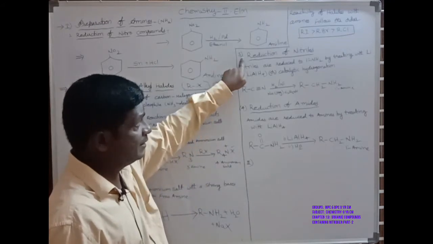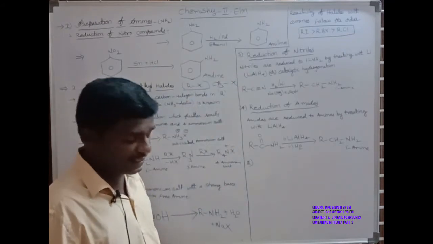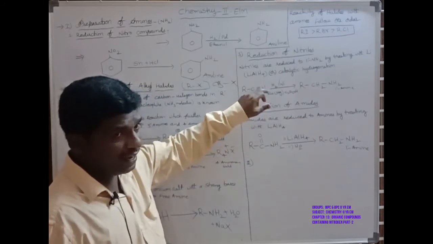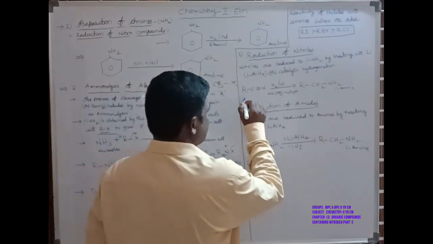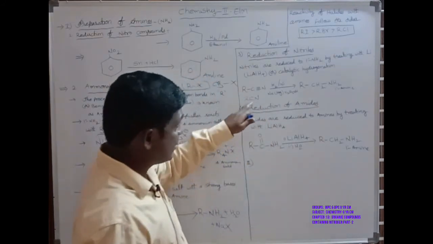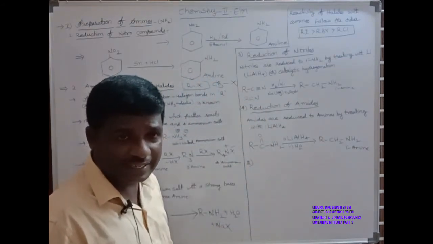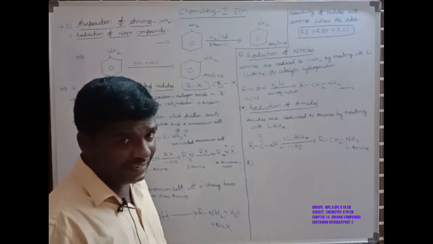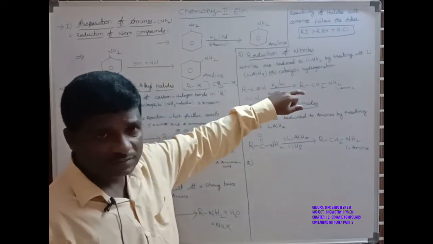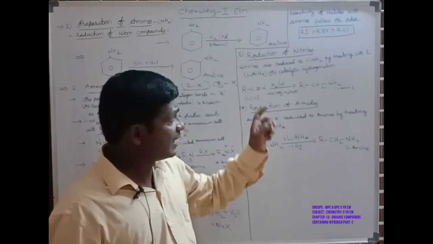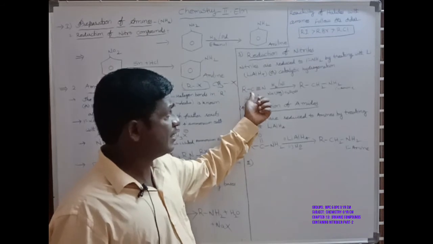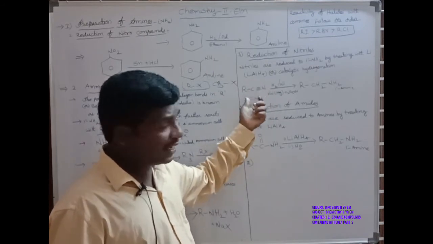The third reaction is reduction of nitriles. Here is R-C≡N, also called RCN, alkyl cyanide. It is also known as the nitrile functional group. Alkyl cyanides are also called alkyl nitriles. Nitriles are reduced by addition of hydrogen.